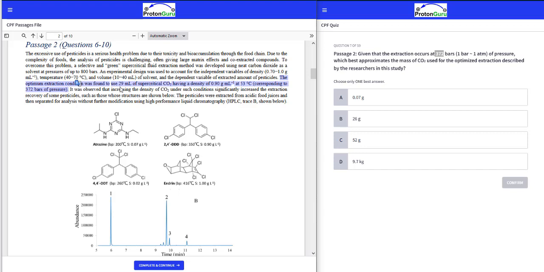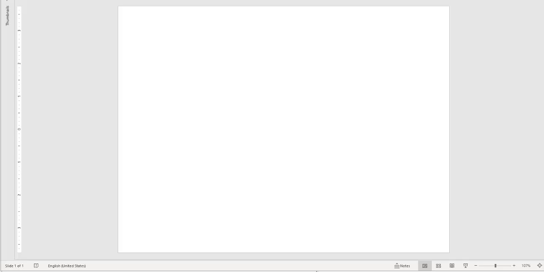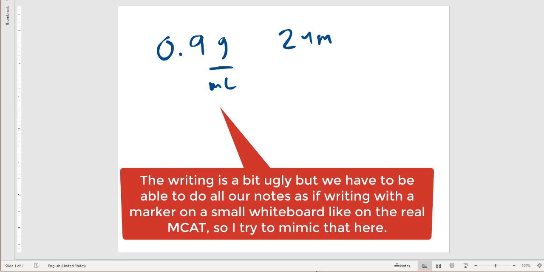They say that they use 29 milliliters of supercritical carbon dioxide having a density of 0.90 grams per milliliter. And they're asking us for a mass. So as soon as we see that they're giving us the volume and the density, it's really a question of using that density and volume to figure out the mass. 29 milliliters, 0.9 grams per milliliter. So we shoot over to our whiteboard, pick it up, and we say, well, the density is 0.9 grams per milliliter. We have 29 milliliters, and we have to get the answer.